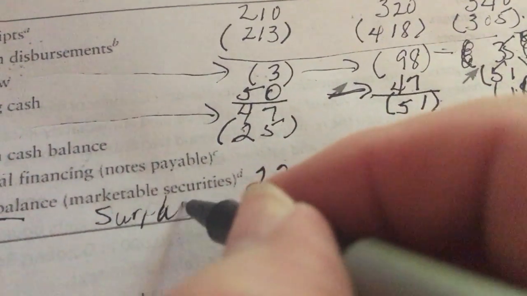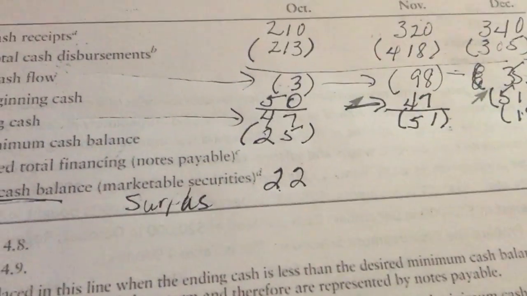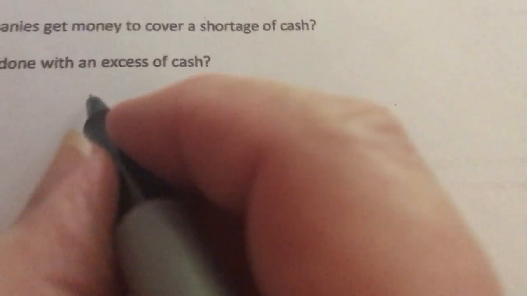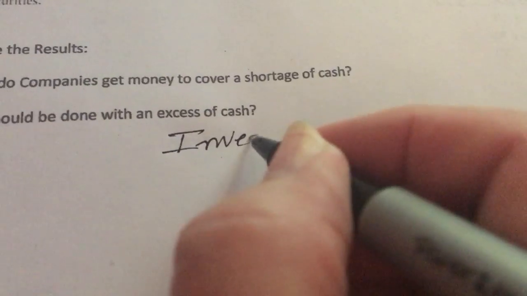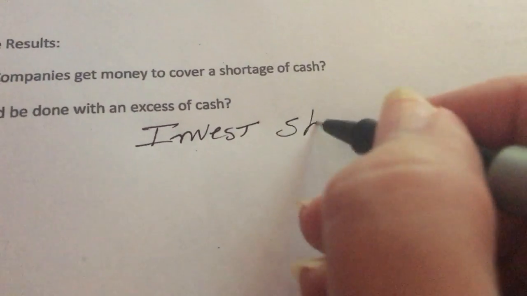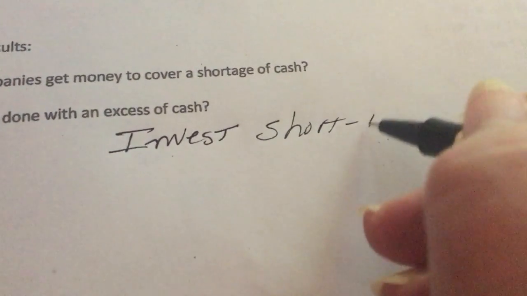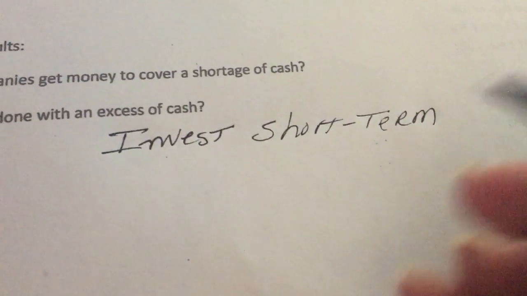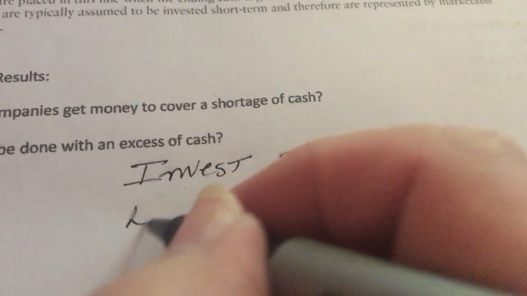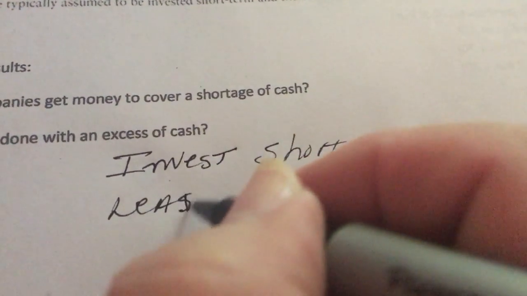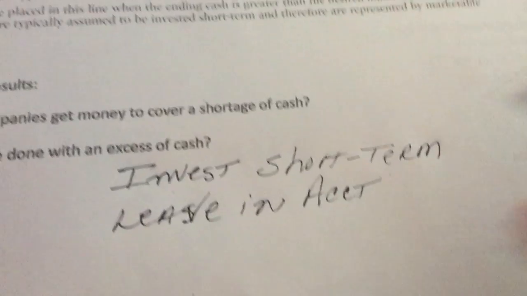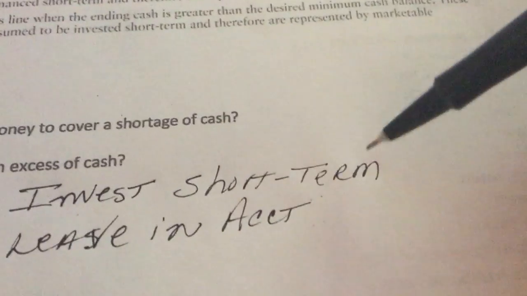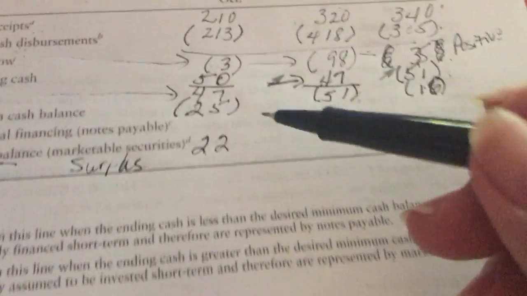So what do you do with it? Well, notice they say marketable securities. Come on down here. What do you do with excess cash? Invest short term. That's what they're referring to, marketable securities. Invest short term, or you could just leave it in the account for the next month or to use for operations. But investing short term will get you a little interest.